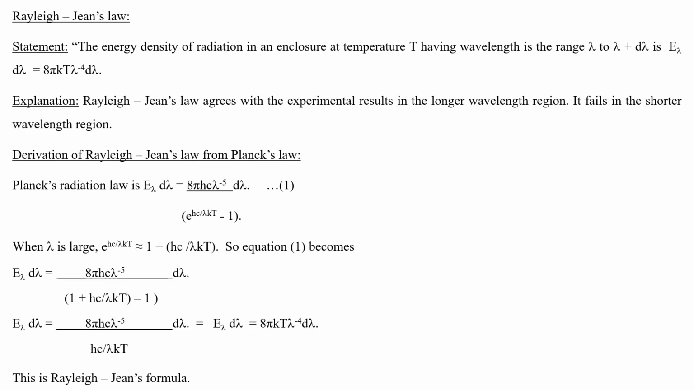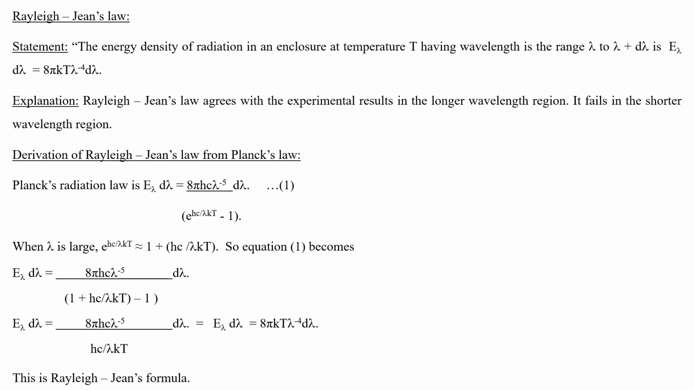And we come to the Rayleigh-Jeans law. The statement of the Rayleigh-Jeans law is: the energy density of radiation in an enclosure of temperature T, with wavelength in the range of lambda and lambda plus d lambda, is E lambda d lambda equal to 8 pi kT lambda to the power minus 4 d lambda. The Rayleigh-Jeans law agrees with the experimental results in the longer wavelength regions. It fails in the shorter wavelength regions.